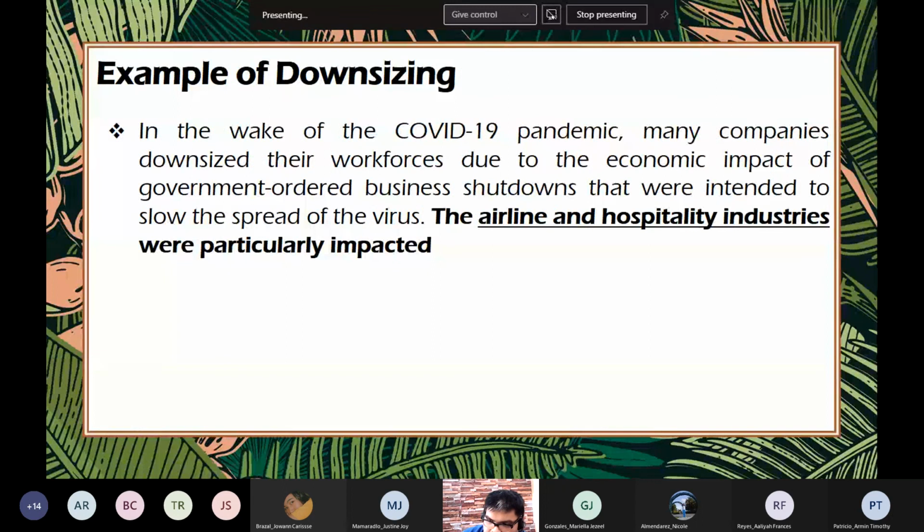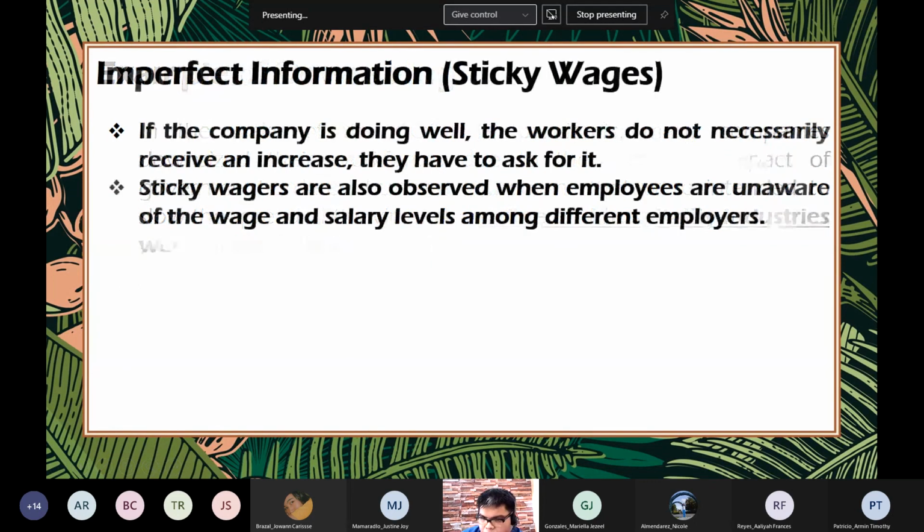An example of downsizing is the airline and hospitality industries, which were particularly impacted. So, yung iba dyan, no, may nasakyan ako one time na driver ng taxi. Sabi nga, stewardess daw siya dati. No? Naghanap muna sila ng ibang trabaho. Napunta sa restaurant, nag-online business, no? Namasukan sa hindi nila forte. Underemployment, another effect of downsizing.